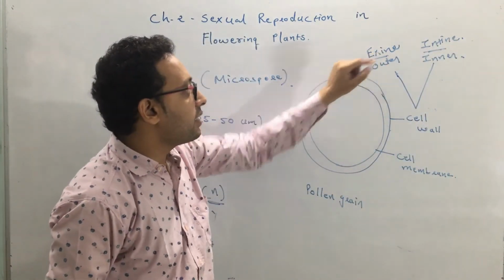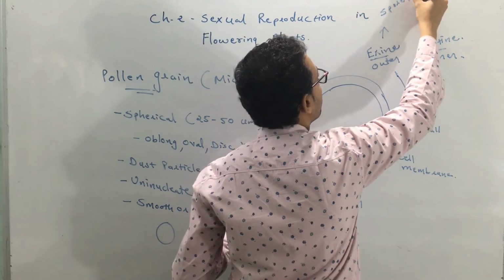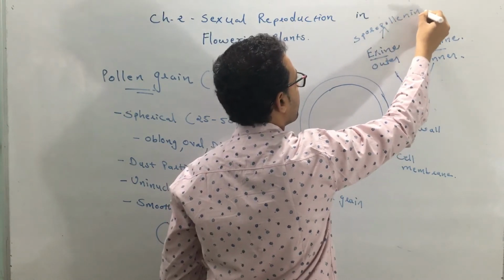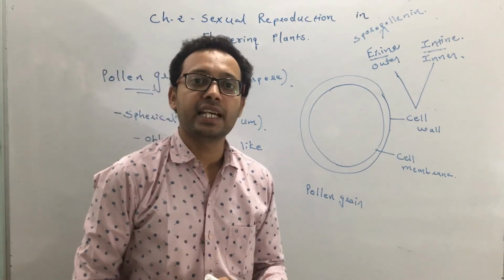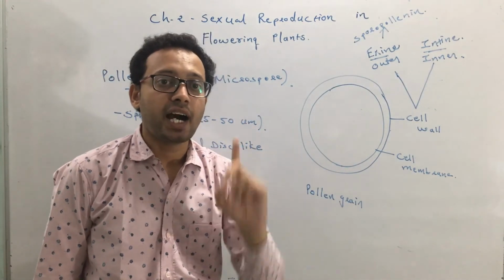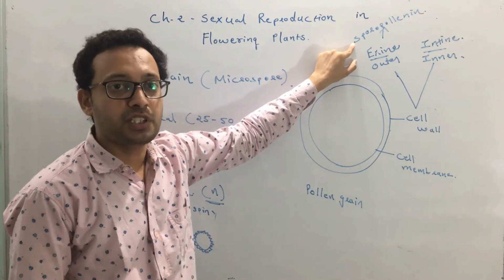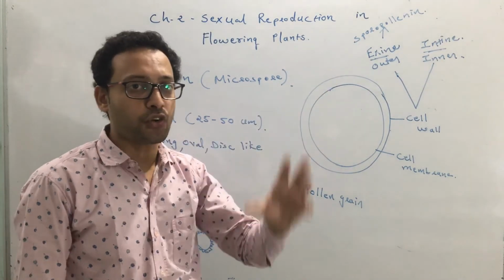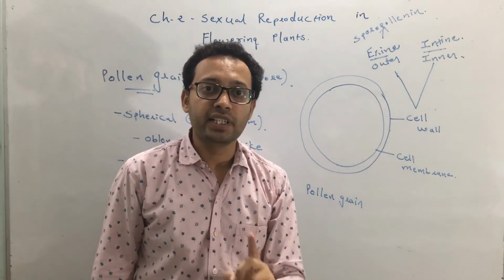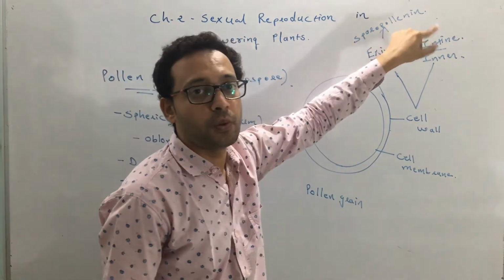This outer layer exine is made up of a specialized chemical we call sporopollenin. The exine is made up of what? The exine is made up of sporopollenin. Sporopollenin is an organic material that is highly resistant. Even strong acid cannot damage it, strong alkali cannot damage it, even high temperature cannot damage it. It is the strong resistant material found in the exine, and this is the reason we can find pollen grains in fossils, because fossils of pollen grains can be easily preserved because of the layer called sporopollenin.